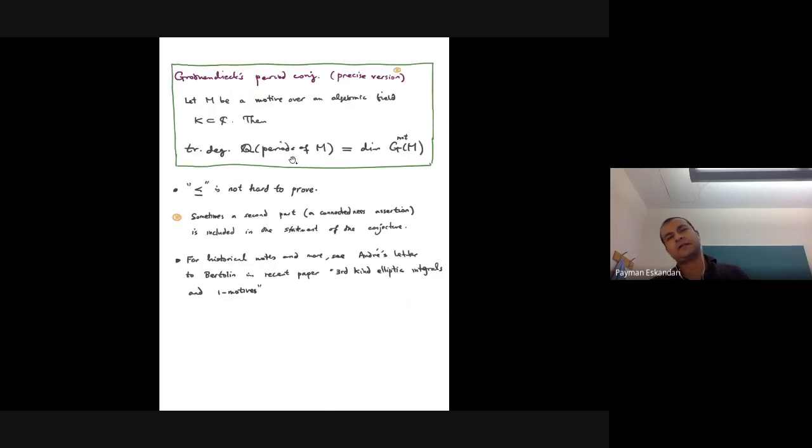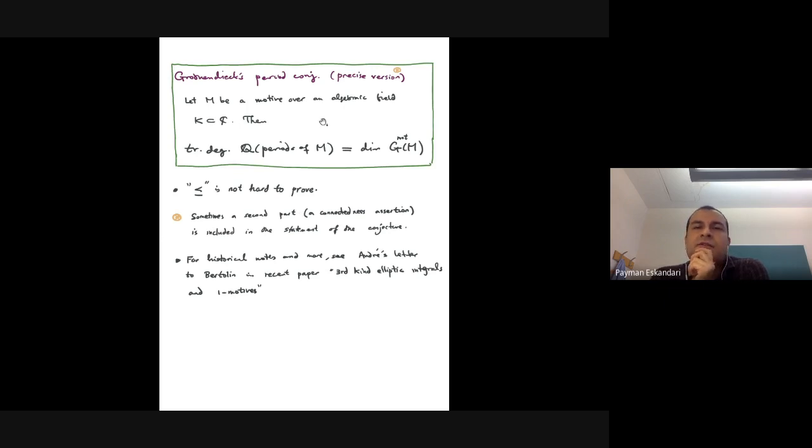Now, the period conjecture, the precise version of it, is that the transcendence degree of the field generated by the periods is the same as the dimension of the motivic Galois group. Let me make a few comments about this. First comment: the conjectural part of this equality is the greater than or equal to part, the transcendence statement that the transcendence degree is at least this much. The upper bound portion is not actually hard to prove. There's a very standard argument for it.